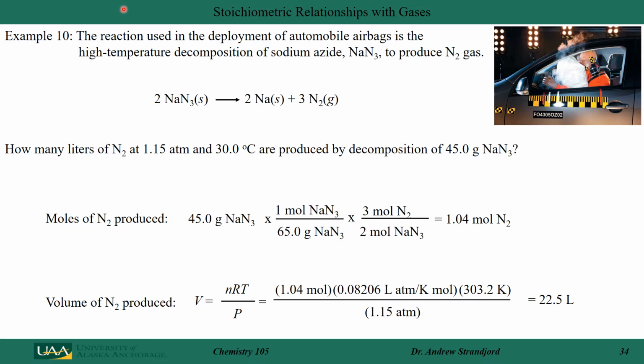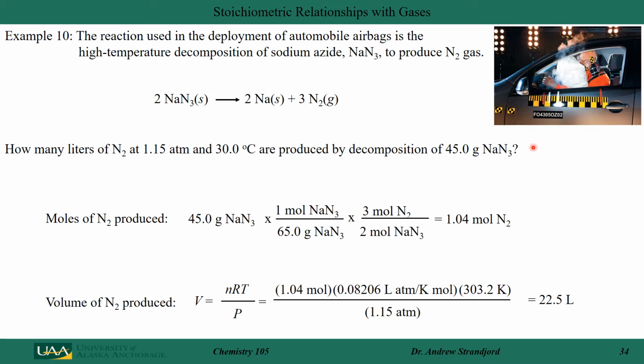Example 2. The reaction used to deploy an automobile's airbag is actually a high temperature decomposition of sodium azide, NaN3, and it produces N2 gas, and it produces it very rapidly. Here is the chemical reaction equation for that. I have 2 moles of sodium azide. It decomposes to form 2 moles of sodium and 3 moles of nitrogen gas. The question here in this example is, how many liters of N2 at 1.5 atmospheres and 30 degrees C are produced by the decomposition of 45 grams of sodium azide?